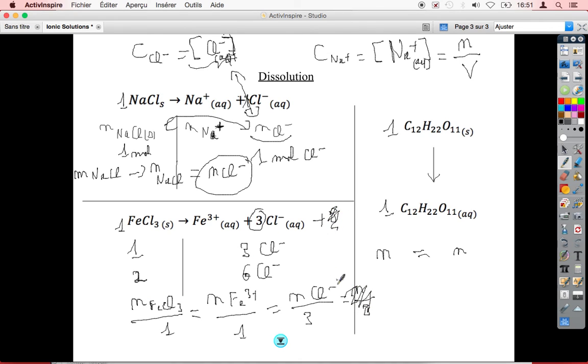Now, if we want to get n of Cl-, using this equation, we can say that n of Cl- equals 3 times n of FeCl3. This way, having the mass of this that we use to make the solution, you can calculate the chemical amount of this, and if you multiply by 3, you get n of Cl-. And then you can calculate your concentration. And the party is now over.